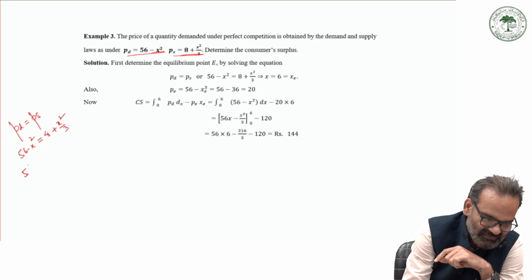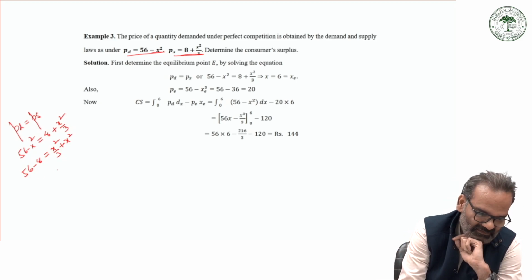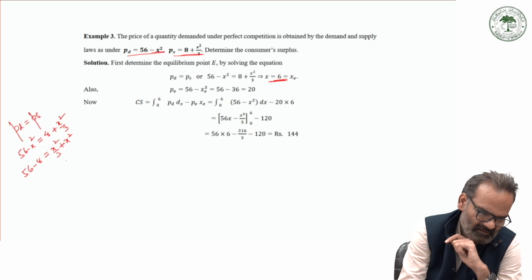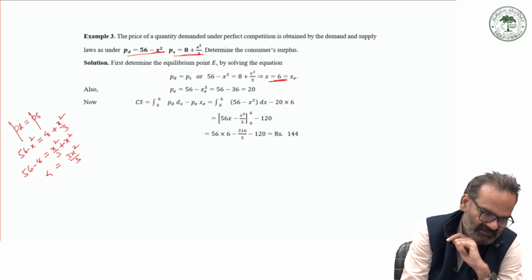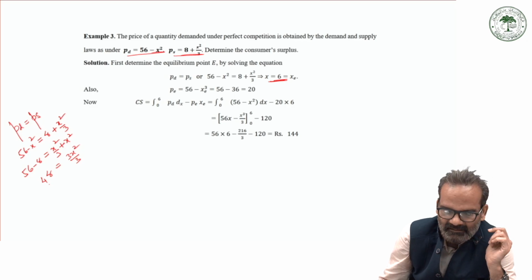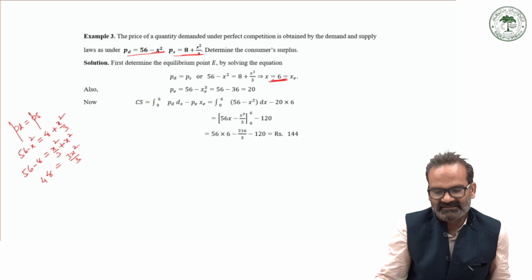What you will get is 56 minus 8 equals x square by 3 plus x square. Simplify it: that is 48 equals 4x square by 3, so x square is 36. After simplification, the value of x is coming out to be 6, right?